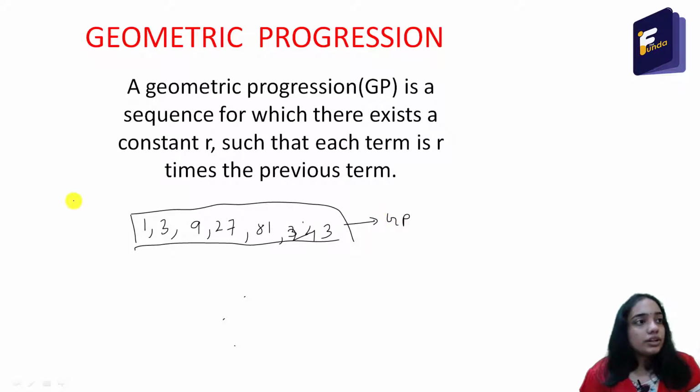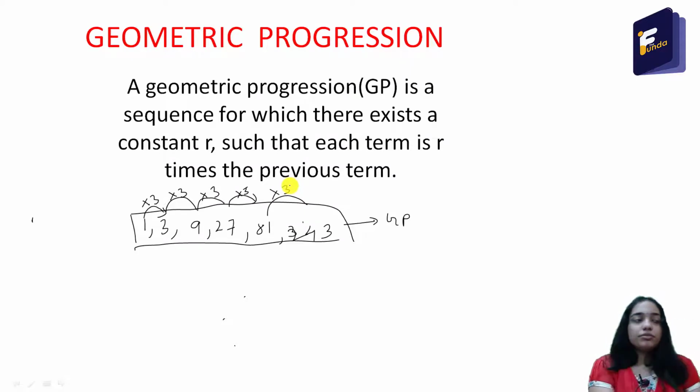Why is it so? This is because if you see the first and the second term, if we multiply 3 to the first term, that is 1, we will get 3. Again, if we multiply 3 to the second term, we will get 3 into 3, that is 9. Again, if we multiply 3, we will get 27. Similarly, if we multiply 3, we will get 81. And if we multiply 3, then we will get 243. So each term that we are getting in this GP, we are just multiplying a fixed number, here it is 3, to the previous term.